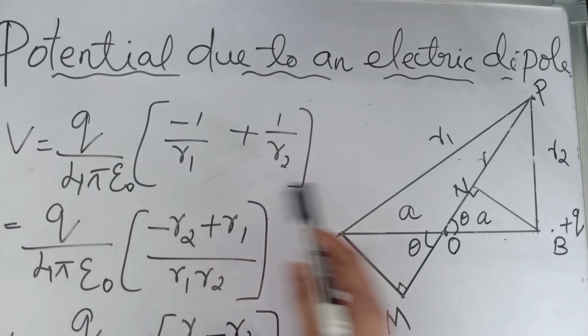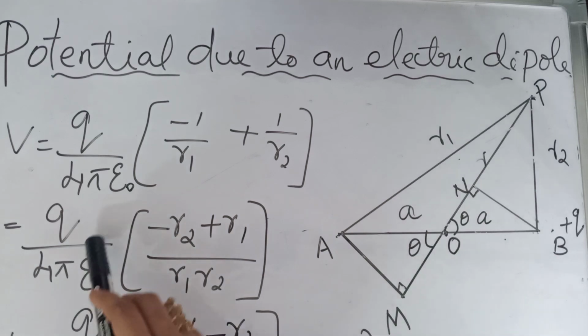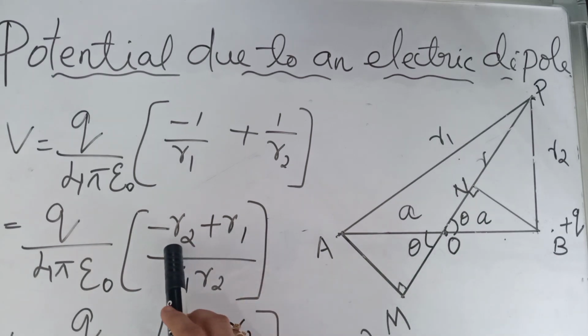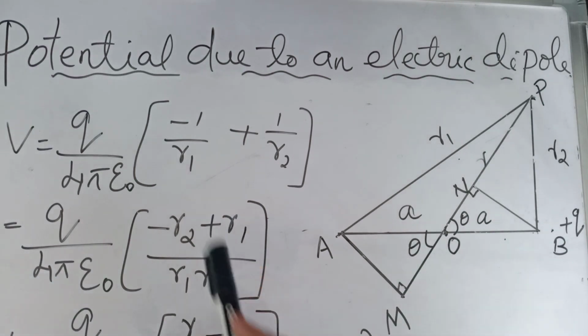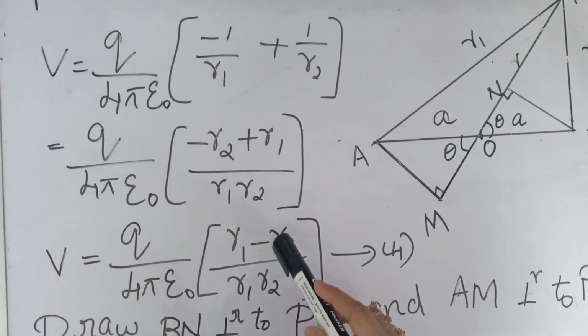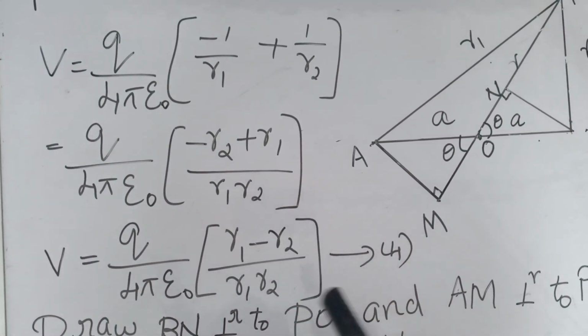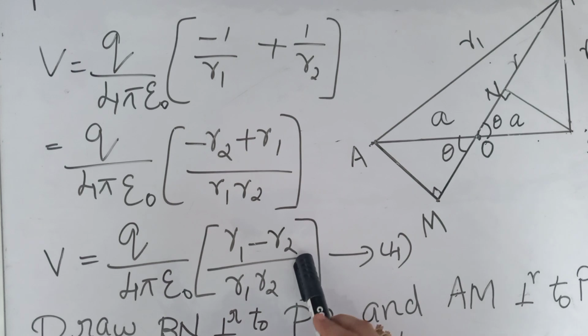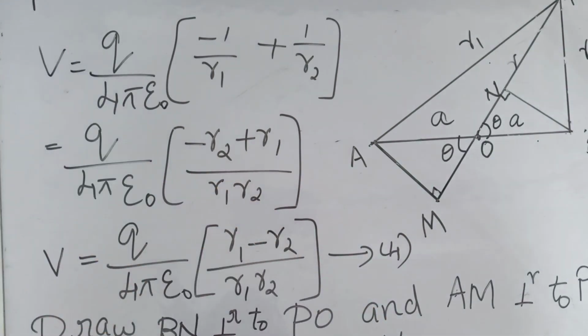So how can we write? We can take the LCM, right? Then what will we get? Q by 4 pi epsilon 0 into minus R2 plus R1 by R1 R2. Right. Then how can we write this? This R1 minus R2 by R1 R2 we can write. Right. So V will be equal to Q by 4 pi epsilon 0 into R1 minus R2 divided by R1 R2. So this is the final equation actually for potential due to an electric dipole.